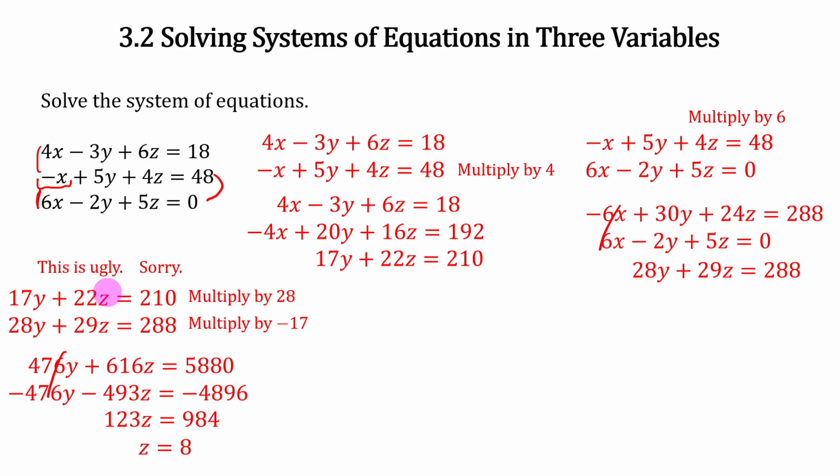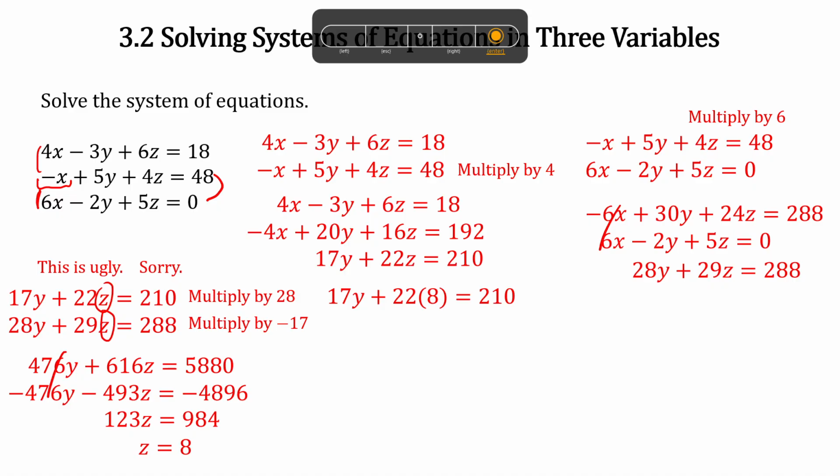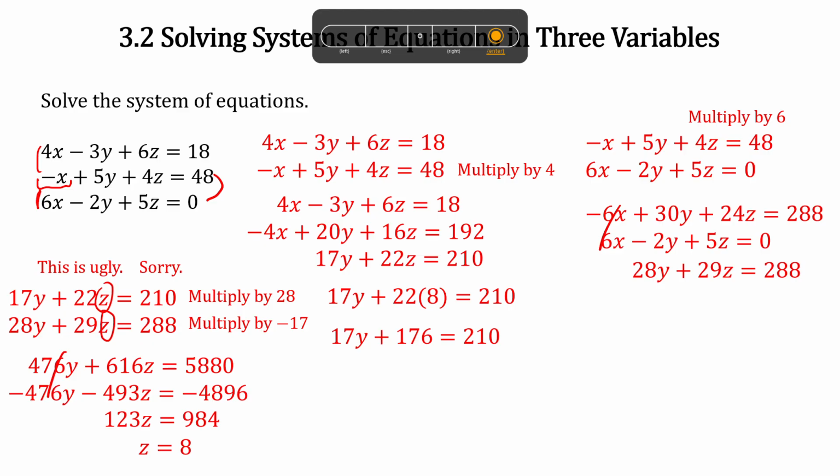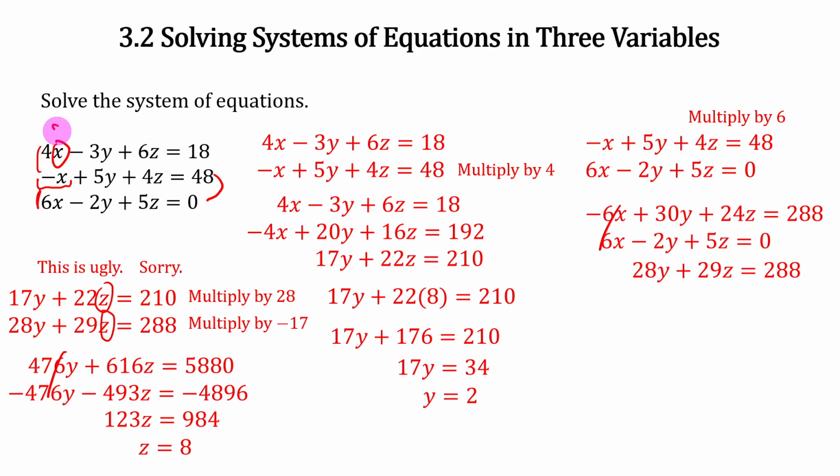So now I'm going to plug that into either of these. I chose the first one. Numbers aren't so bad from here. Subtract 176 from both sides. And y is 2. So I'm going to go back, plug in 8 here, and 8 here, and 2 here.